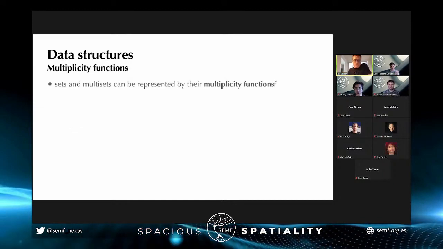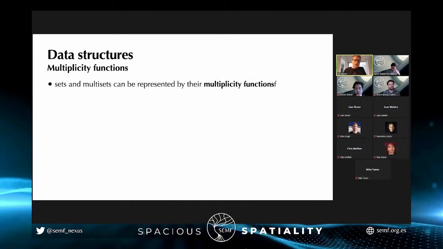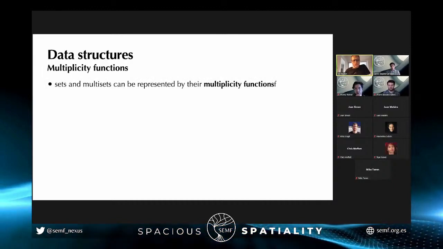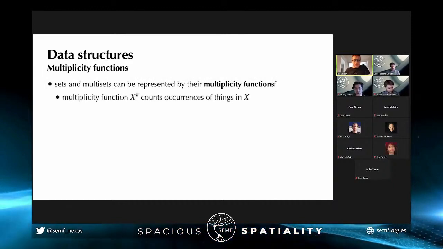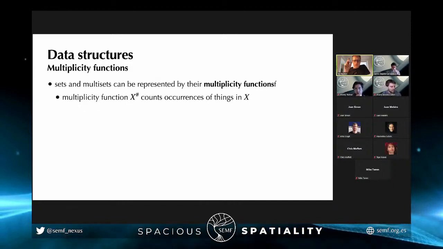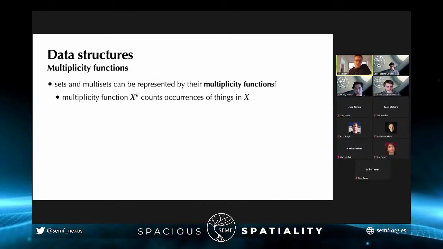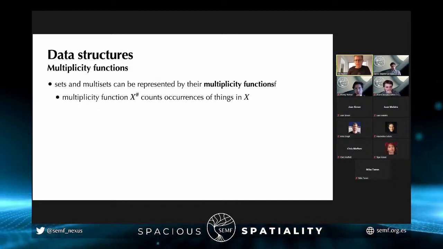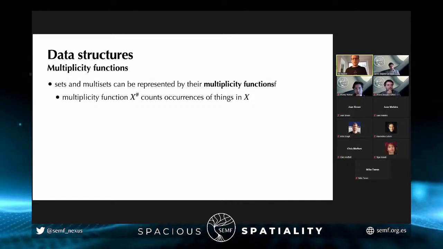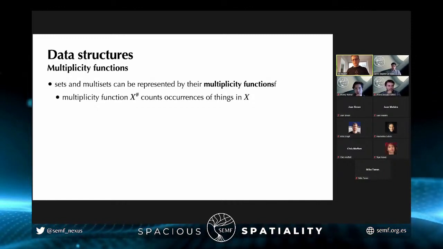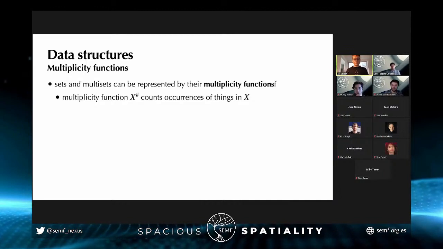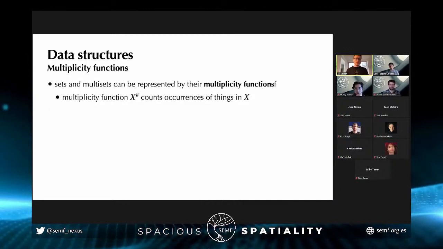Okay, what are multiplicity functions? So these are alternate ways of looking at sets and multisets. We'll indicate these with a little sharp symbol there to indicate counting. And what that does is it takes a set or multiset and turns it into a function whose job it is to count how many times given elements occur in that set or multiset.